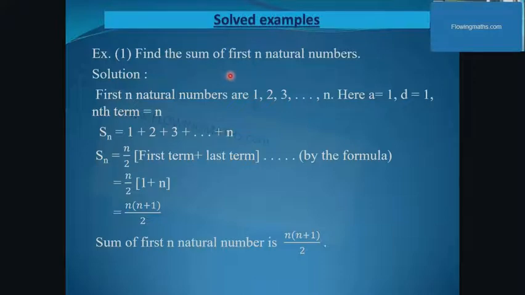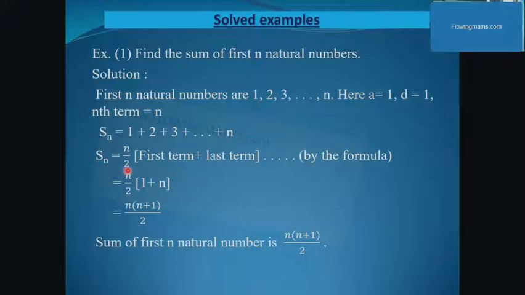Now let us solve problems in the textbook. Example 1. Find the sum of the first n natural numbers. In the first n natural numbers, you start with 1, 2, 3, and go up to n. Your a is 1, d is 2 minus 1, which is 1, and the nth term is n.